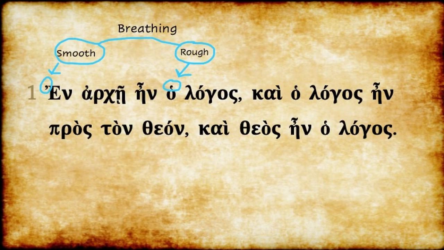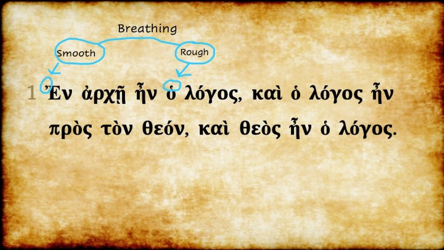Let's talk about breathing marks. The Greek language has 2 types of breathing marks, smooth and rough. Any word that begins with a vowel or rho has a breathing mark. The breathing mark is placed over the letter. If the comma looks to the right, it's called smooth breathing. If the comma looks to the left, like in the word logos, the definite article ho, we call it rough breathing. Breathing marks are important to recognize the form of the word.